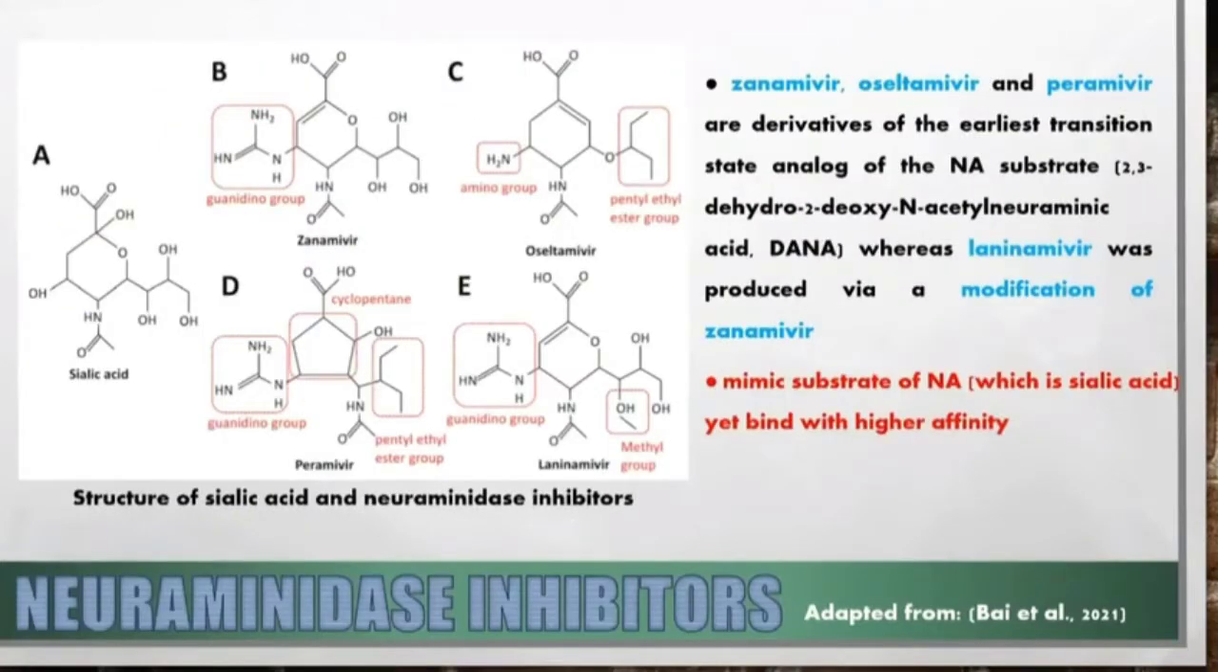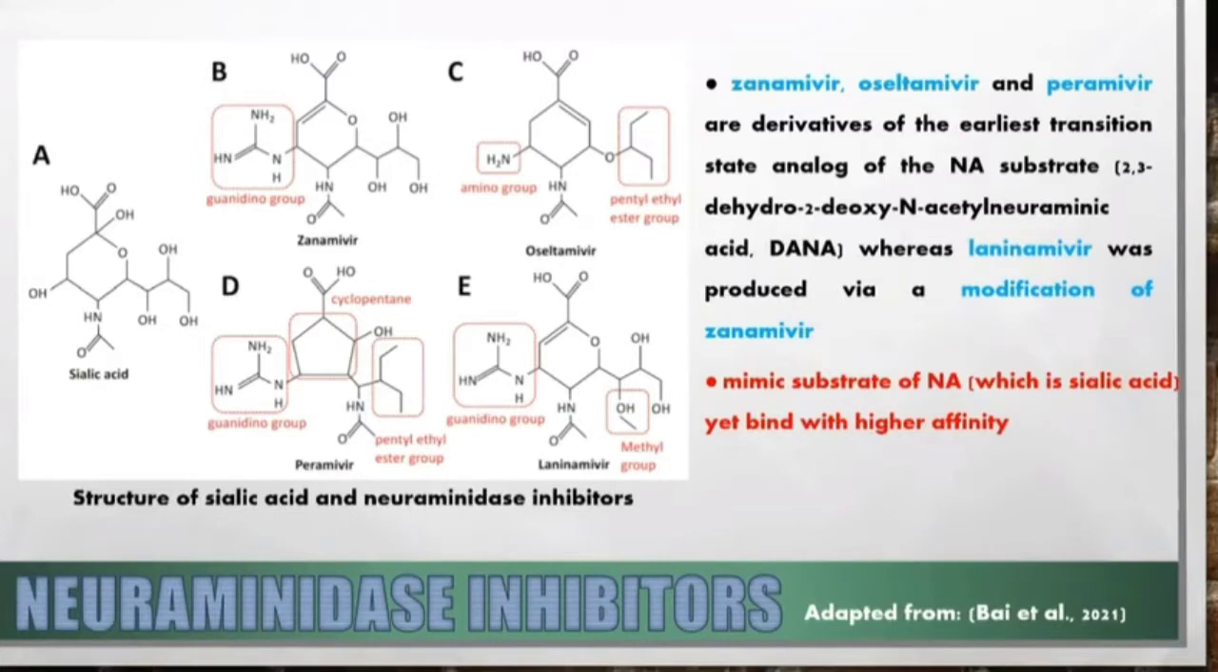So by studying well the interaction of the neuraminidase active site with the sialic acid, there is a development of neuraminidase inhibitors to act as competitive inhibitors to stop the neuraminidase from interacting with the sialic acid. There are 4 main examples of neuraminidase inhibitors that led to drug development, namely zanamivir, oseltamivir, peramivir, and laninamivir.